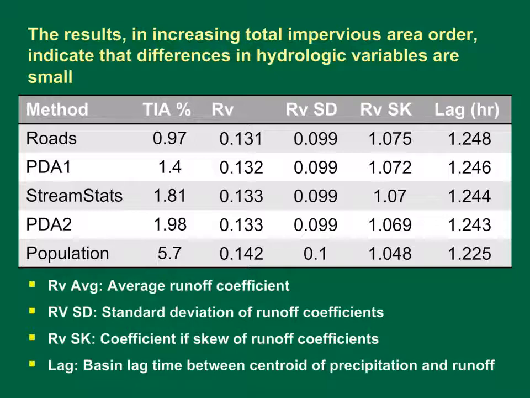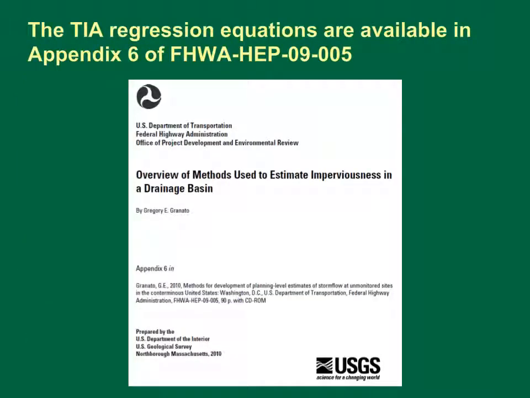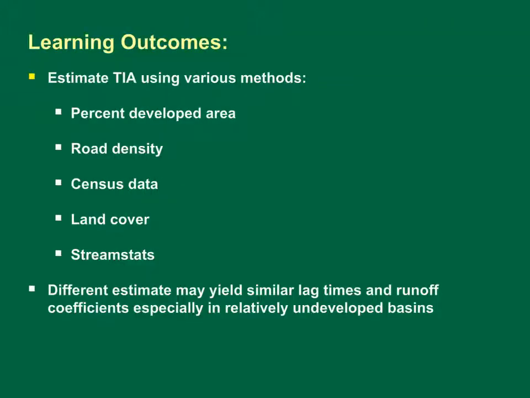Most basins, however, have low TIA values. For example, in Rhode Island, the second most densely populated state, 19% of the 3,024 basins above roads have TIA values less than 1%. 56% of basins have TIA values less than 10%, and about 90% of these basins have TIA values less than 40%. The TIA regression equations are available in Appendix 6 of Technical Report FHWA-HEP-09-005.